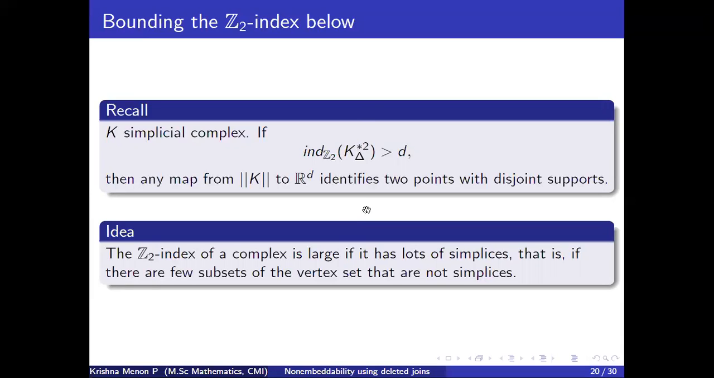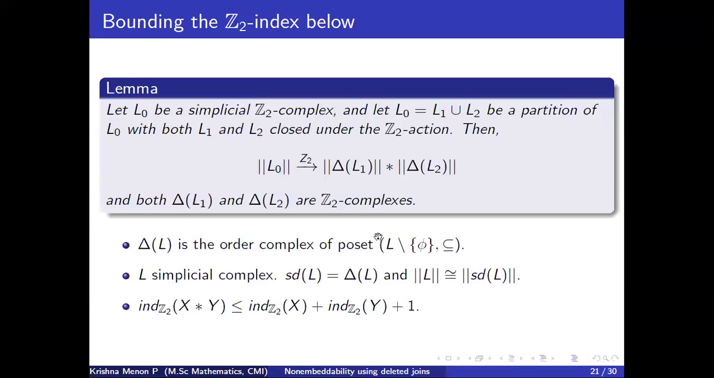So what is the idea for the general lower bound? Basically, if the simplicial complex has a lot of simplices, then its Z2 index will correspondingly be large. That is, you look at all the subsets of the vertex set, a lot of these subsets should be simplices of the simplicial complex. So that is the idea. So how do you formalize this?